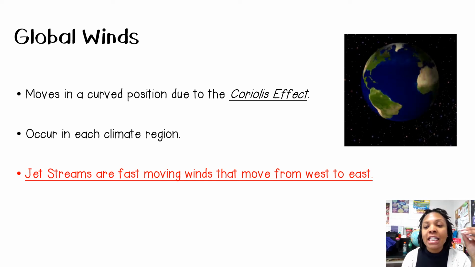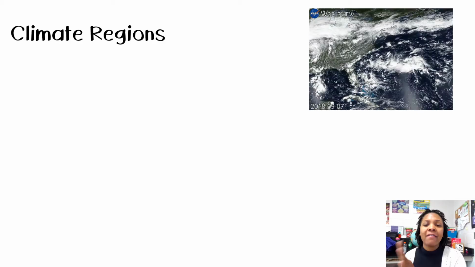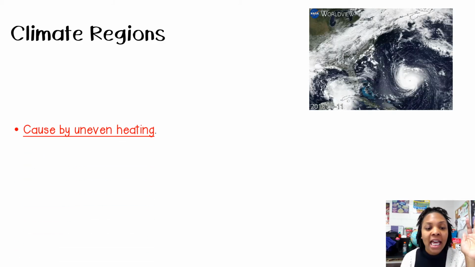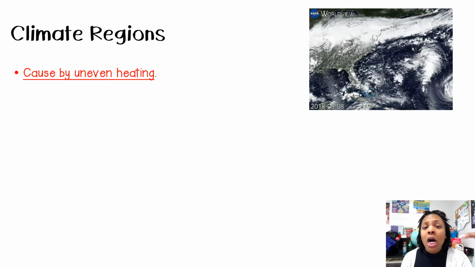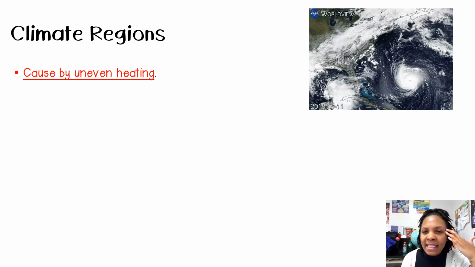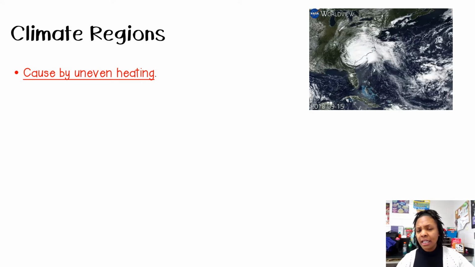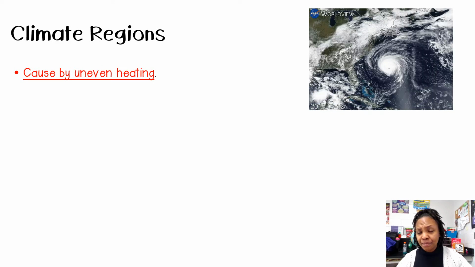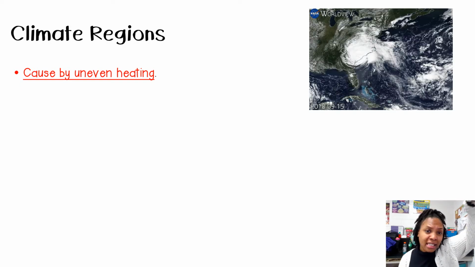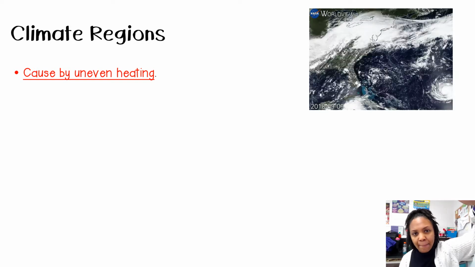All right, so let's go deeper into the climate regions. In my gif, I have the wind, and we can see this big gust of wind coming towards the United States. But climate regions are caused by uneven heating, and that makes sense because at the equator, is it really hot or really cold? It's really hot. And at the polar regions, up at the North Pole, is it really cold or really hot?